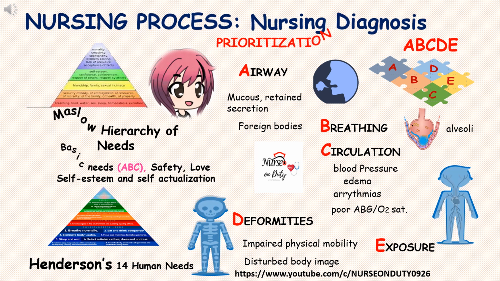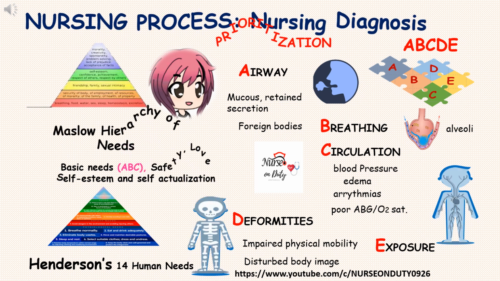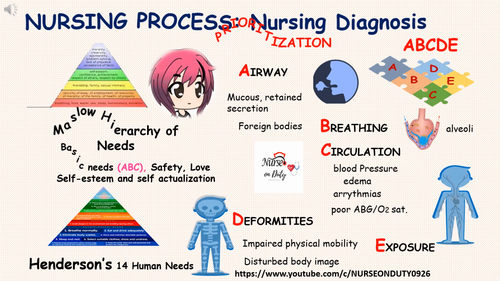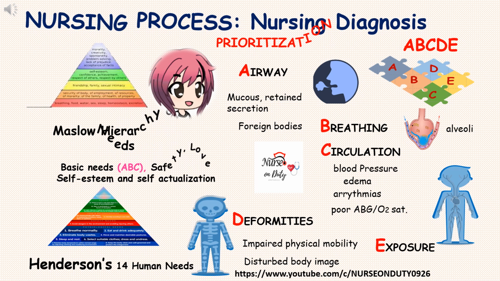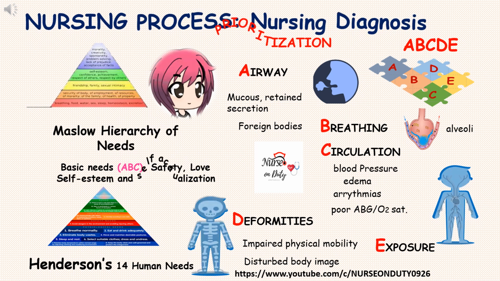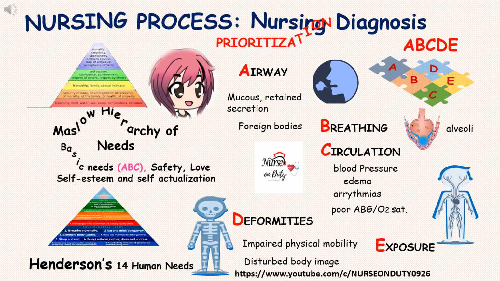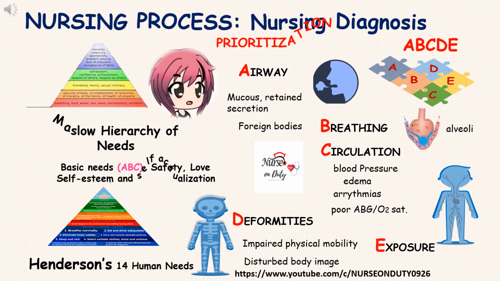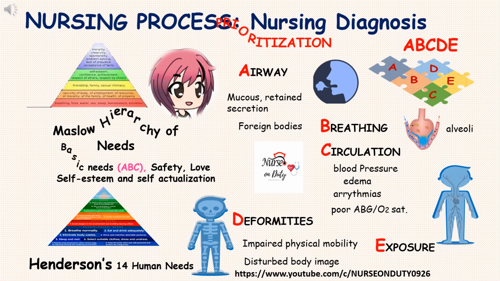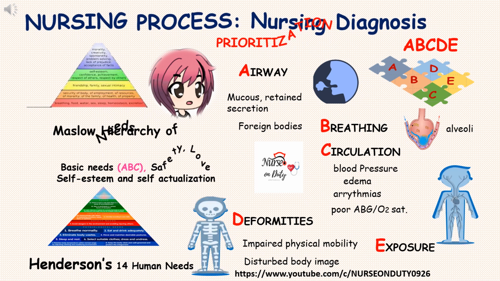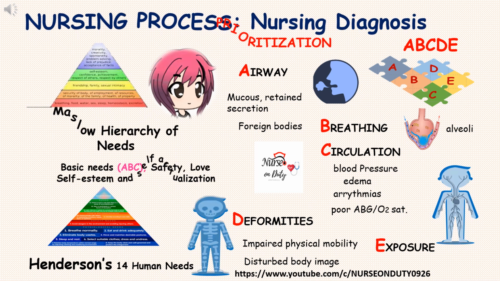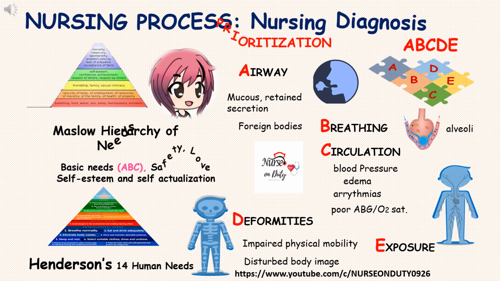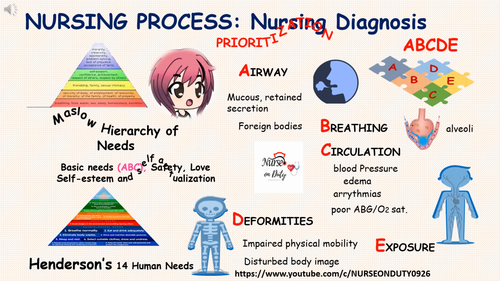Next level is safety and security. So, nandun yung injury prevention, if patients need to be isolated, if the patients need some precautions in order to prevent some complication. So, dun siya pumapasok sa second level ng hierarchy. So, hindi ko na kailangang i-discuss yung different levels: the basic physiologic needs, safety and security, love and belongingness, self-esteem, and self-actualization. So I'm just trying to discuss and give you some idea how you're going to prioritize.